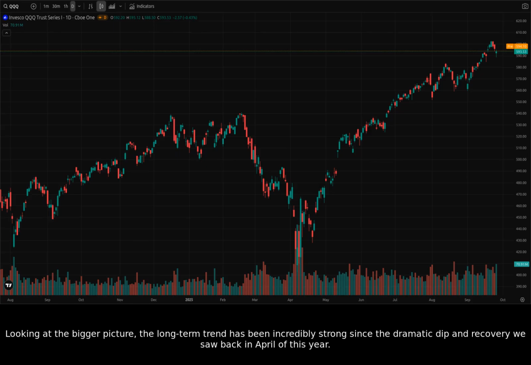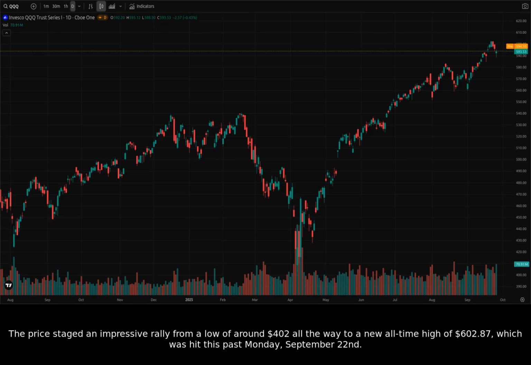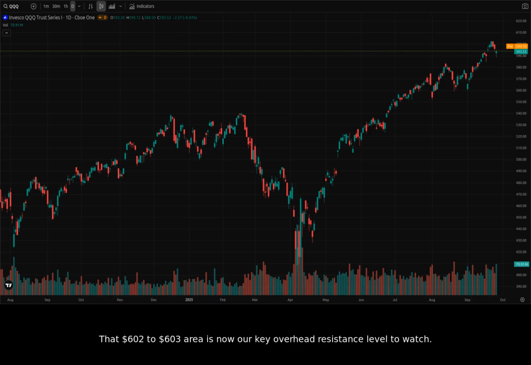Looking at the bigger picture, the long-term trend has been incredibly strong since the dramatic dip and recovery we saw back in April of this year. The price staged an impressive rally from a low of around $402 all the way to a new all-time high of $602.87, which was hit this past Monday, September 22nd. That $602 to $603 area is now our key overhead resistance level to watch.